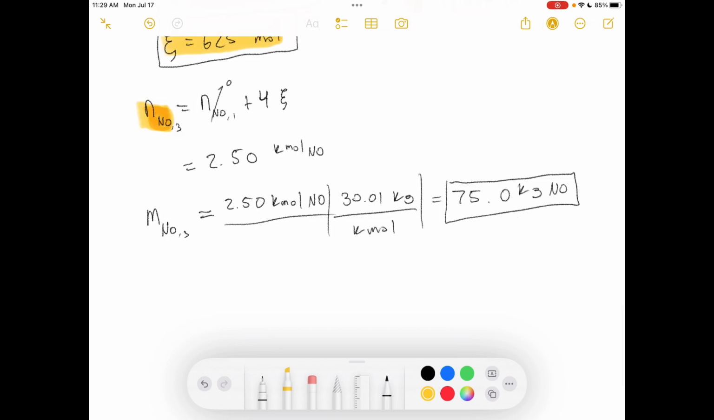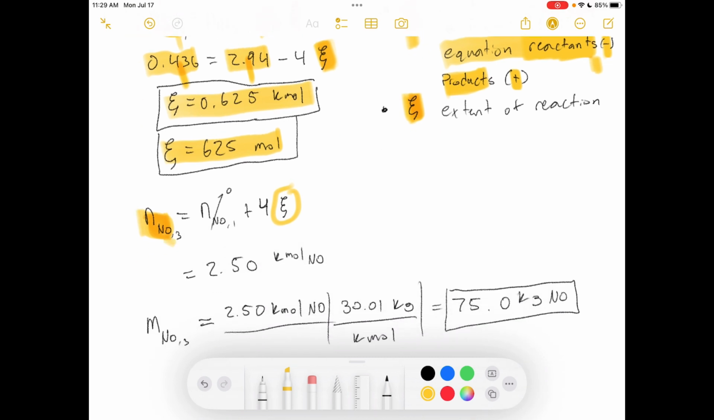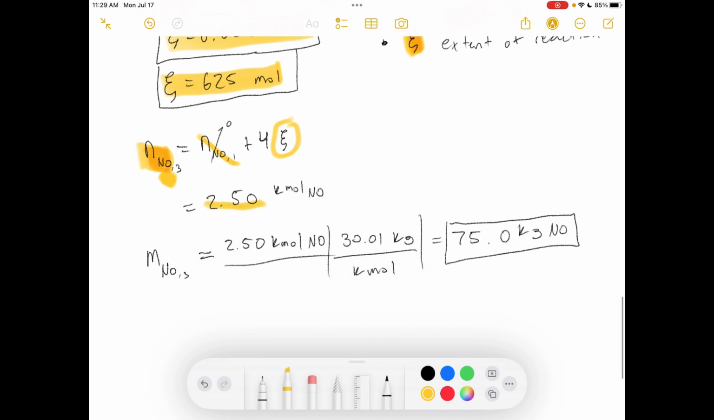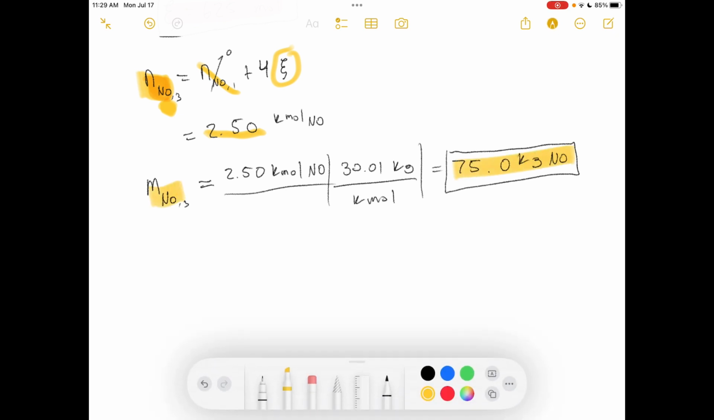Now we can use the extent of reaction on any one of our components. Now that we know what it is for ammonia, we can use it for any of the other products or reactants. So we just change our symbols over from ammonia to nitric oxide, and we can solve. We don't start with any nitric oxide, so that's 0. Then we figure out that we produced 2.5 kilomoles of nitric oxide. That's in kilomoles, but they asked for kilograms, so let's use the molar mass to convert that, and bingo. That's how you do it.